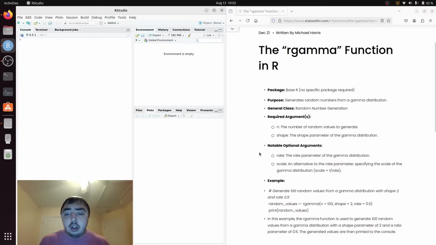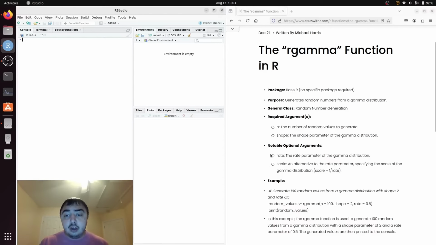The second parameter is an optional argument. You have the rate or scale parameter, depending on which parameterization you're using. So you can only specify one of these, and the function automatically specifies the other one. So if you specify rate, the scale is automatically 1 divided by the rate, and vice versa. The rate parameter is set based on what you specified for the scale.